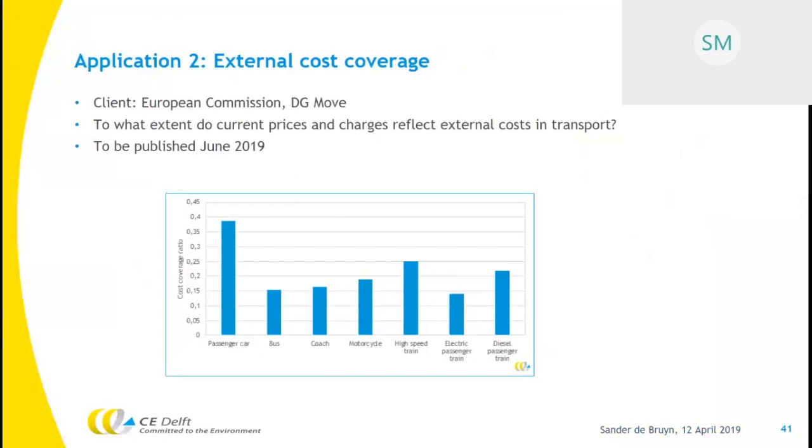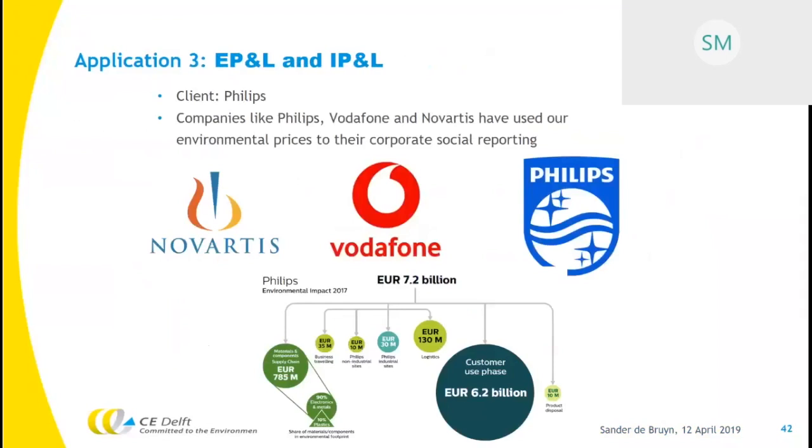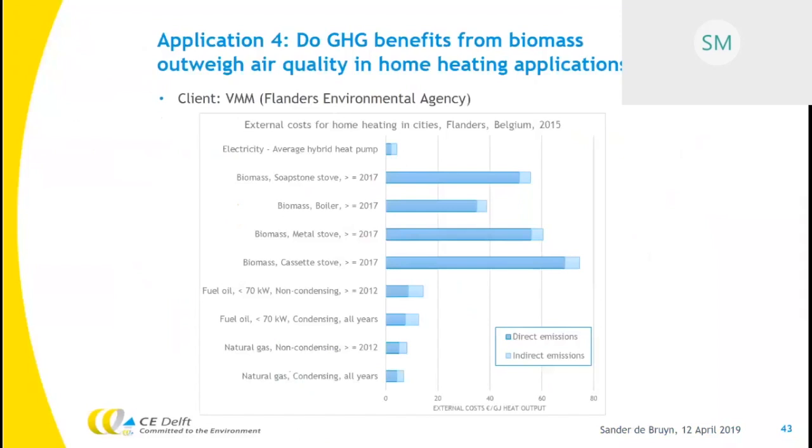Next slide, please. And then the third, Leendert-Jan, after me, will talk about, so that is the use in environmental profit and loss accounts and integrated profit and loss accounts. I have here a figure of last year, integrated or environmental profit and loss account from Philips. I think Leendert-Jan will give an updated figure I already saw in the slide. So, but not only Philips, also companies like Novartis or Vodafone are using our environmental prices for their corporate social reporting.